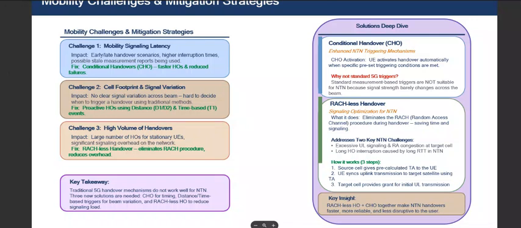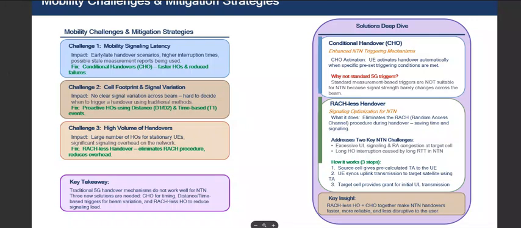So, mobility challenges and mitigation strategies. Mobility signaling latency: conditional handovers will fix it, giving faster handovers and reduced failures. This will fix the mobility signaling latency. Then proactive handovers with distance D1, D2, which I'll be covering in the next slides, and timing based, event based with a timer, will also solve cell footprint and signal variation.